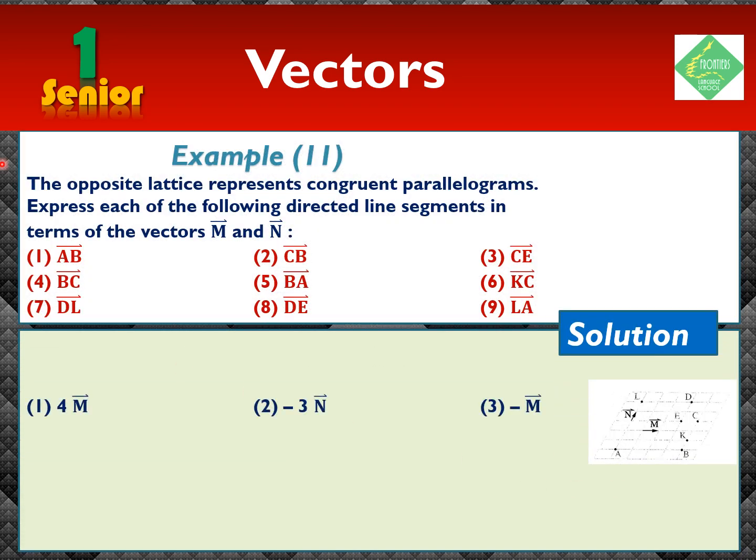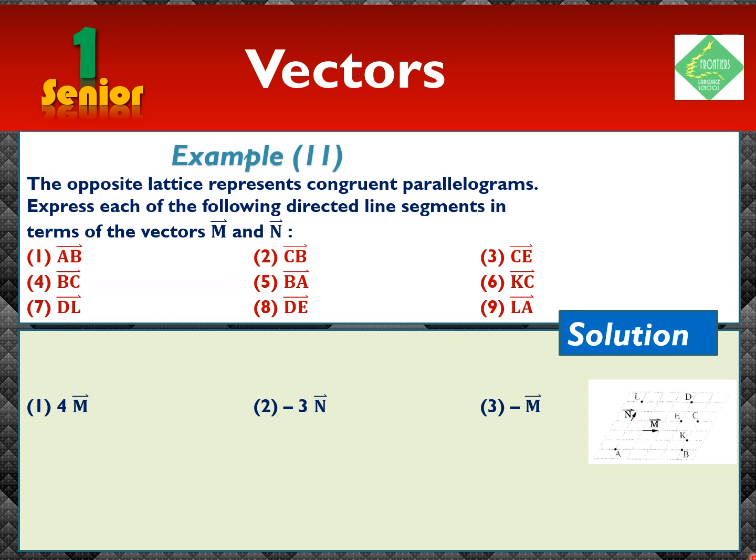Example 11. The opposite lattice represents congruent parallelograms. Express each of the following directed line segments in terms of vectors m and n. What is m? m is one place to the right-hand side, as you see. And n, yes, is upward one place. What about negative m? Negative m means the opposite direction of m, one place to the left. And negative n is downward by one place.